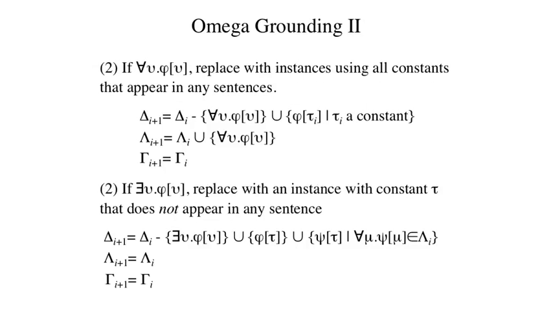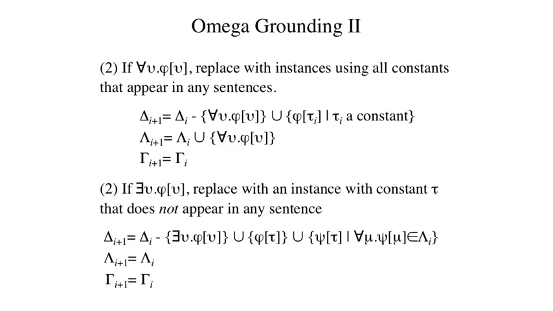If our sentence is universally quantified, we remove it from delta, add it to lambda, and also add all instances of the target for each constant that appears in any of our sets so far. And if our sentence is existentially quantified, we remove it from delta and add an instance of the target for some brand new unused constant. There's always got to be an unused constant.